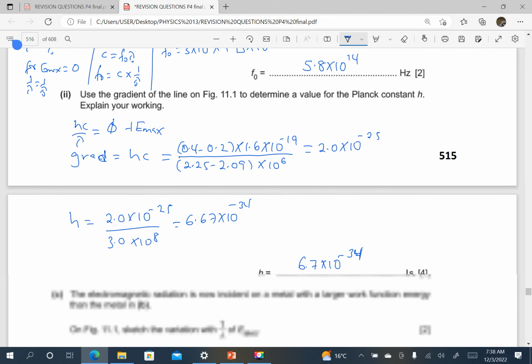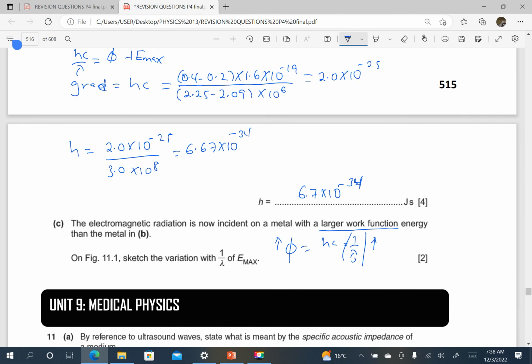Okay, so I think that marks the end of quantum physics. Next, we shall be seeing nuclear physics, and I think nuclear will be a little bit shorter. So see you in nuclear physics.